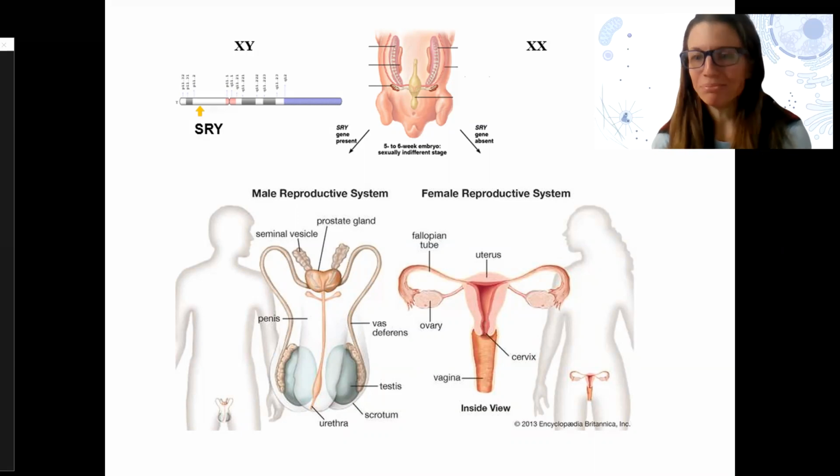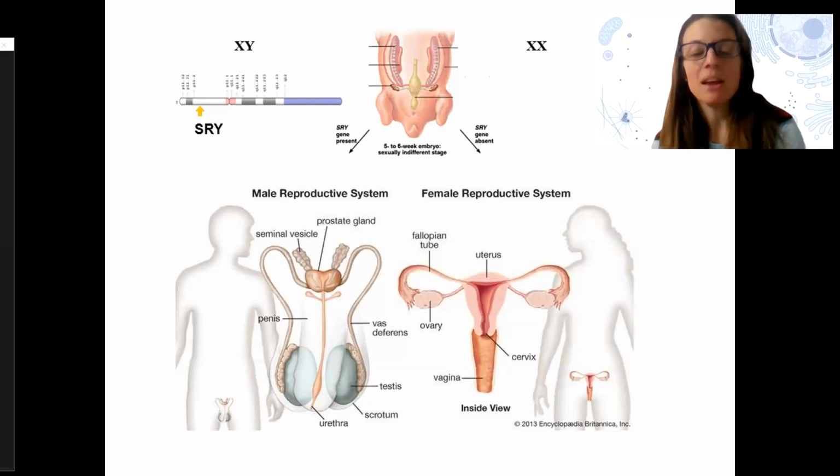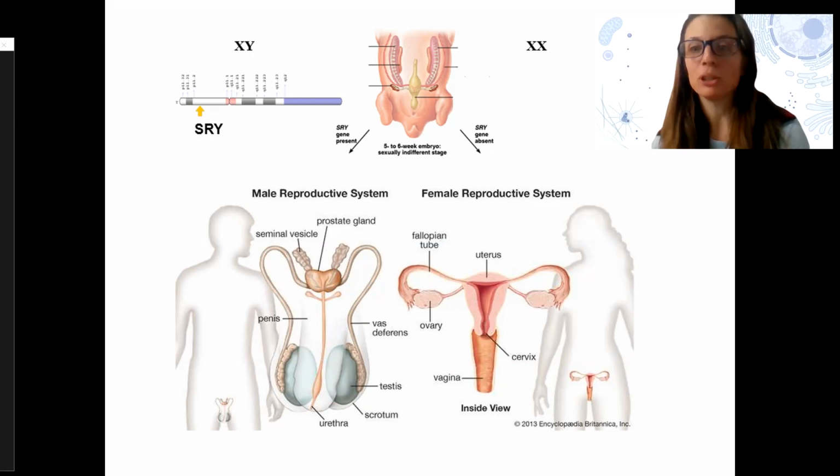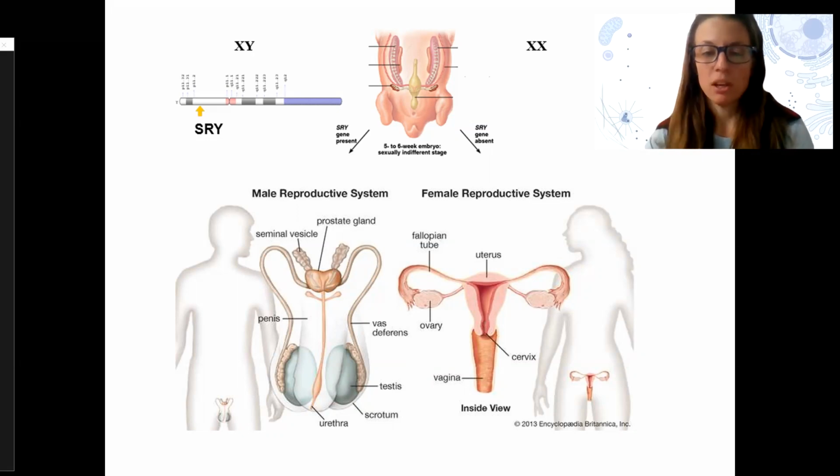Of course, it's complicated, and there are things that can go differently in each stage of development in this pathway. But this is the typical development of male and female from in utero. So up here, we've got a 5 to 6 week old embryo. That means a small baby that has not been born. 5 to 6 weeks, that's pretty young, right?